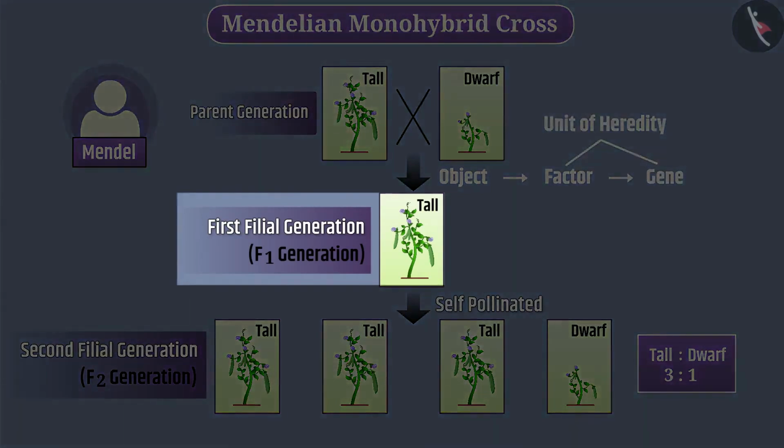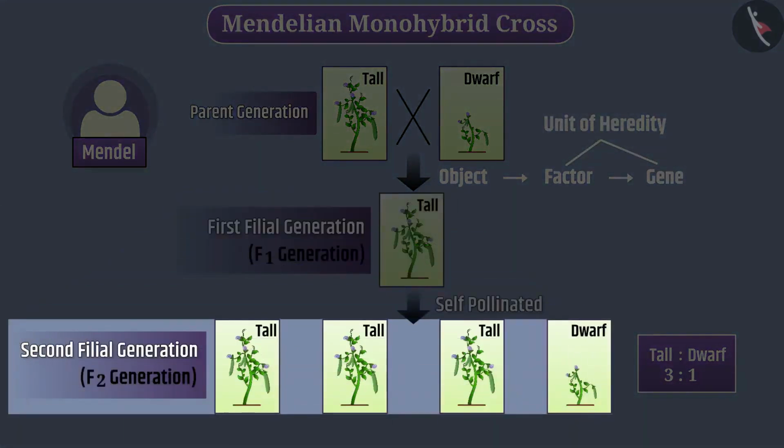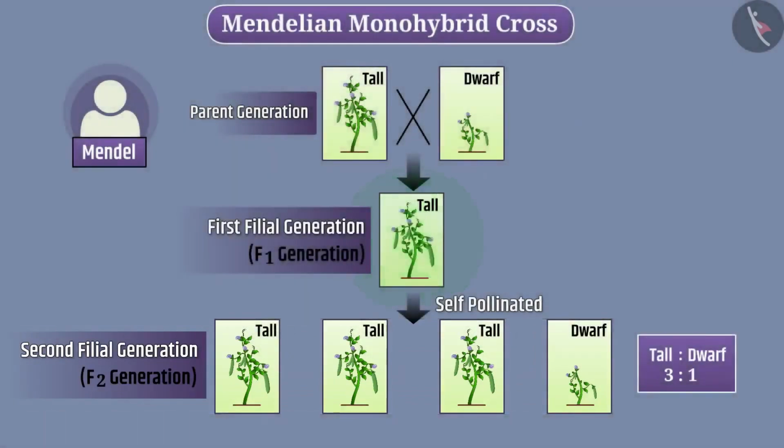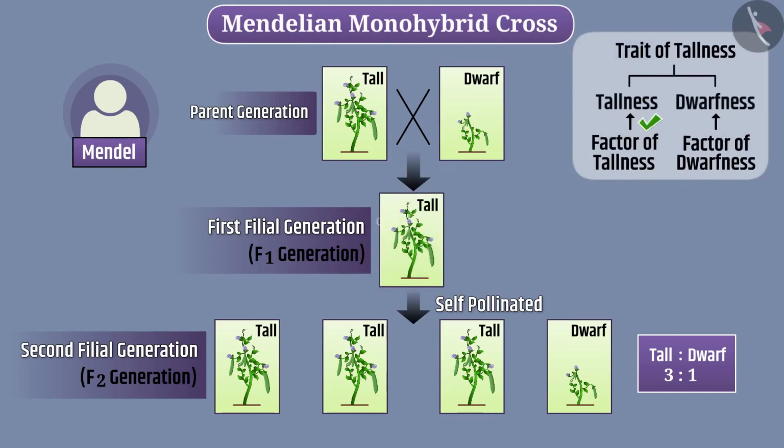All F1 generation plants were tall, but the F2 generation had a mixture of tall and dwarf plants, meaning that F1 generation plants must have inherited both tallness and dwarfness traits from the parent generation. Therefore, both factors, that is, tallness and dwarfness, must be present in the F1 generation plant. However, only the trait of tallness gets expressed.